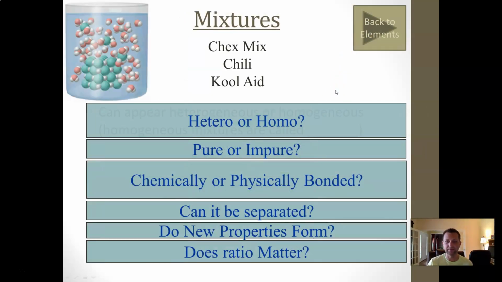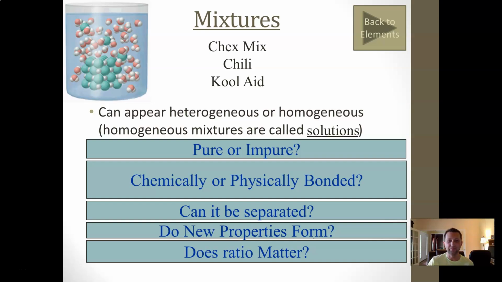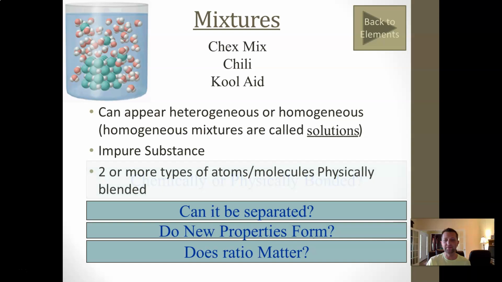If we go to mixtures and go back to where we were, mixtures are impure, as we said, and they are physically bonded. So it's 2 or more types of atoms or molecules physically blended. Okay, so another example of a mixture is salt water. Okay, so you have water, which is one compound, salt, which is another compound, and they're physically blended. That dissolving process is actually a physical process. Okay, so most things are mixtures, like I said. They don't have a definite chemical formula. You can make salt water with 1 grain of salt and a bunch of water, or a cup of salt and a bunch of water. You know what I mean? So there's no definite formula for those.